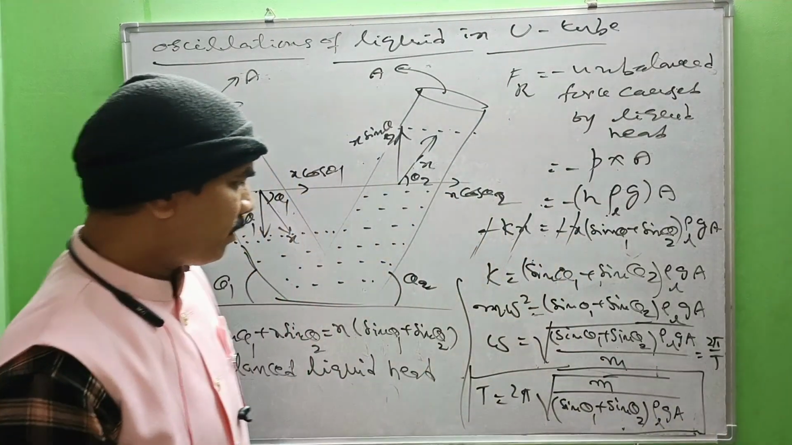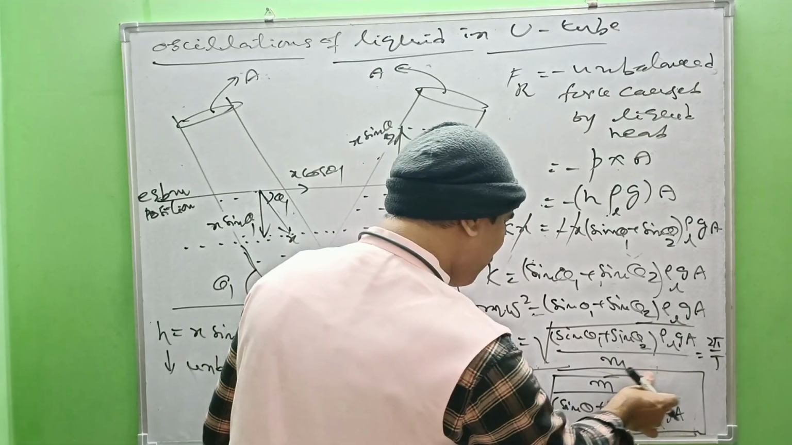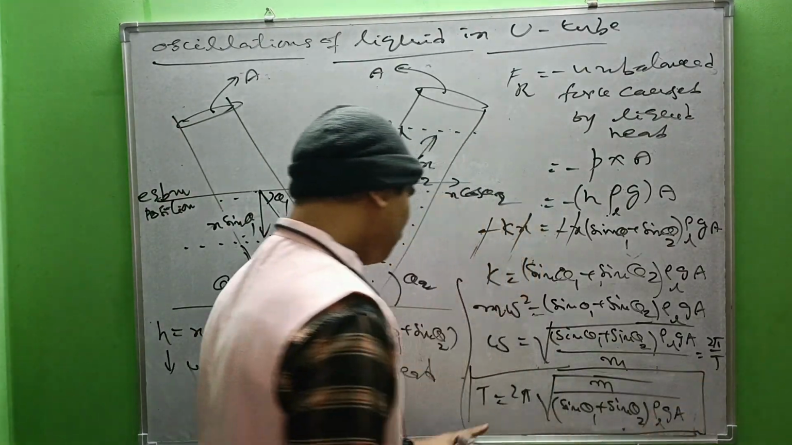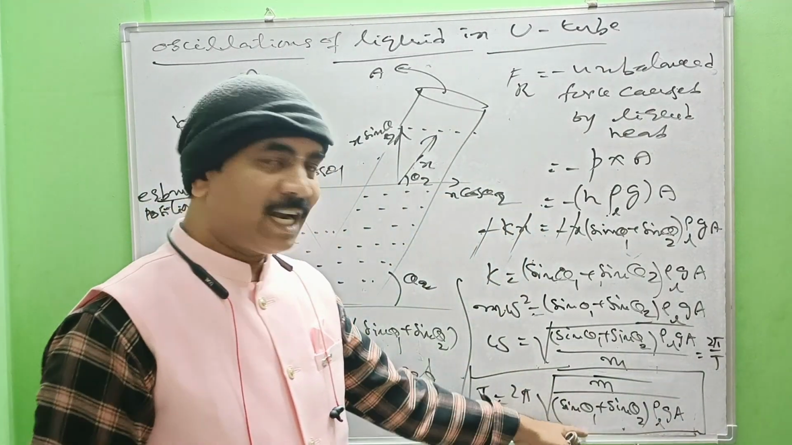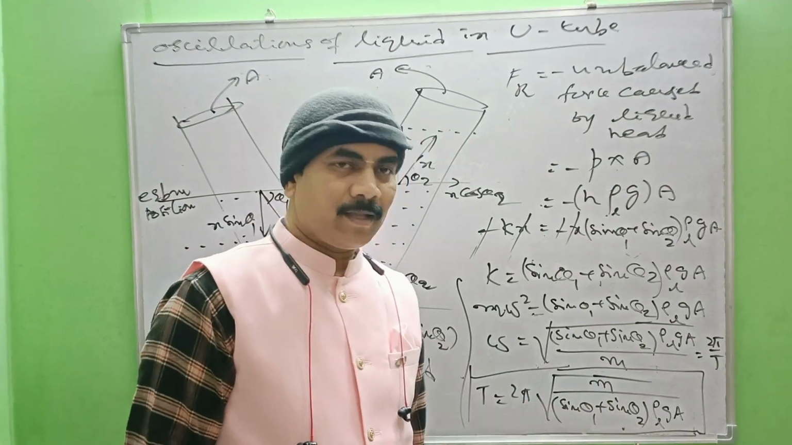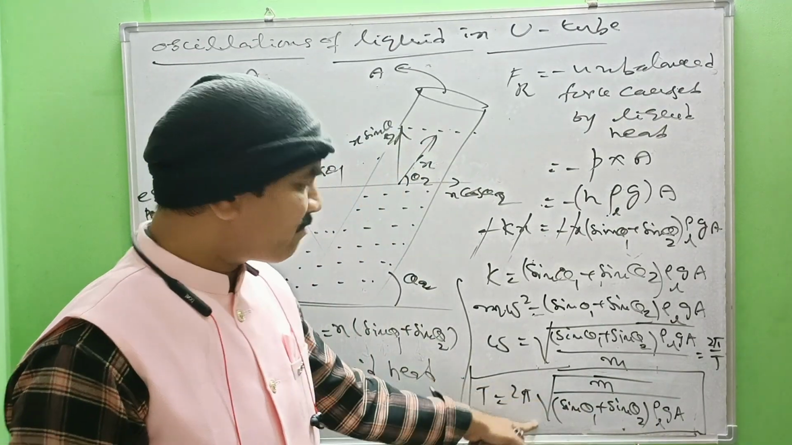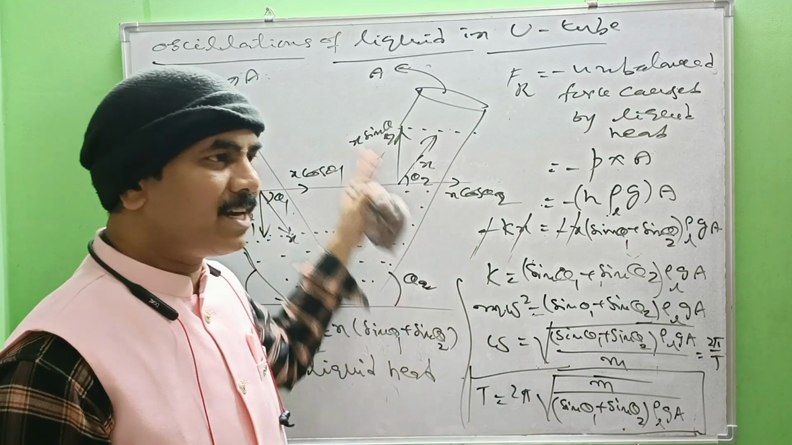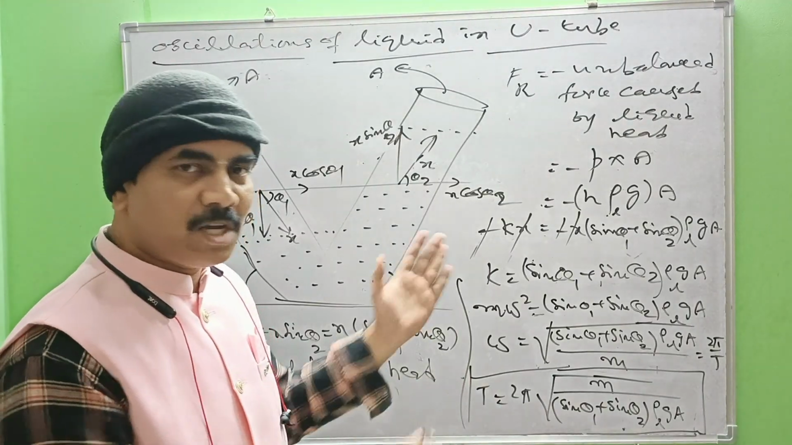So T equals 2 pi into root over M by (sin theta 1 plus sin theta 2) rho L G A. Of course, you can reduce the same situation to the previous case. What is that case? The U-shaped device.